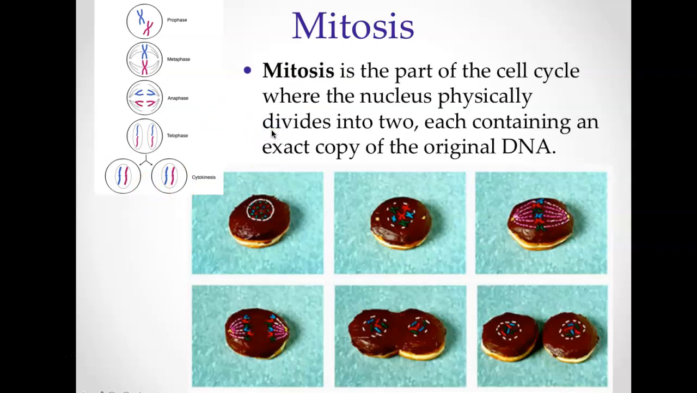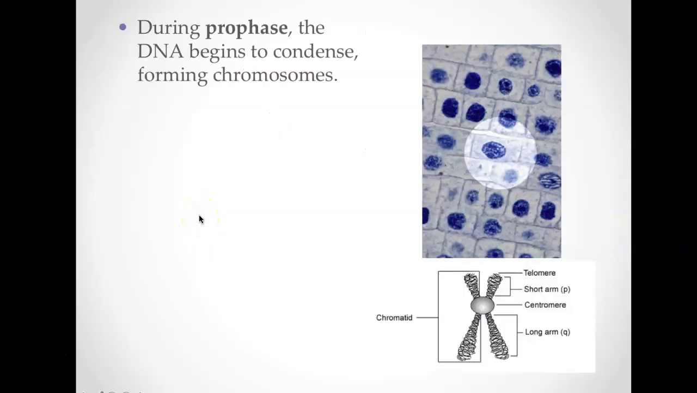Mitosis is the part of the cell cycle where the nucleus physically divides into 2. Remember, organelles have already been duplicated. There's more cytosol. DNA has already been copied. Mitosis is literally just the physical separation of one cell into 2. This is your picture over here of what that actually looks like. I'm going to go through each phase, the PMATC, one by one.